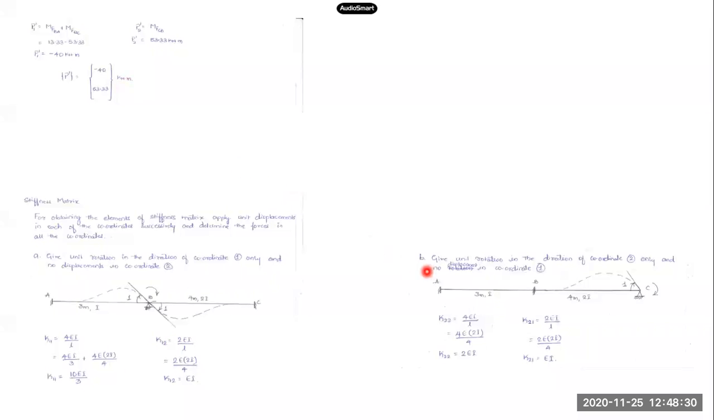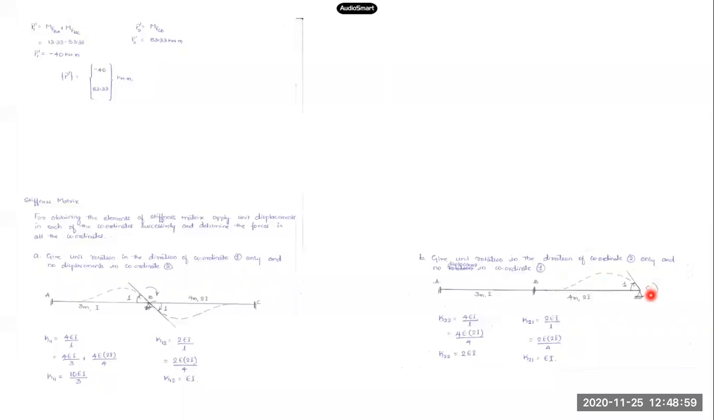So when I come to the second coordinate, let us go for giving unit rotation in the second coordinate, in the direction of the coordinate. It should be given in the direction of the coordinate here. So at joint C, where my second coordinate is, I'll apply unit rotation over there. I'll rotate this member by 1 unit, and find what is the force in the second coordinate and the force in the first coordinate here.